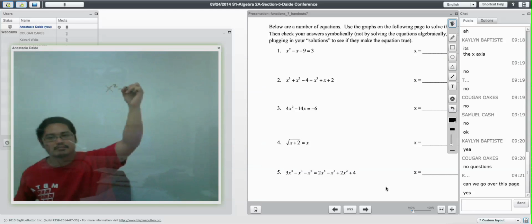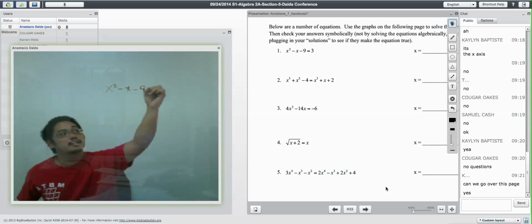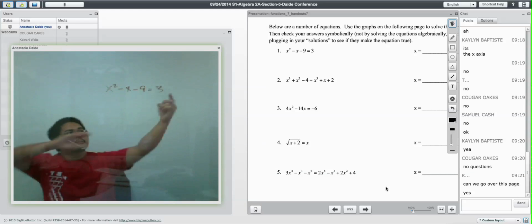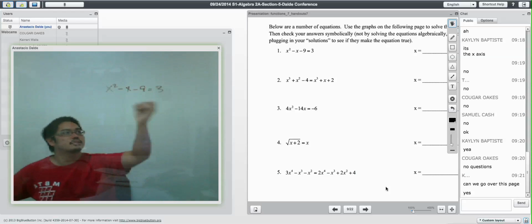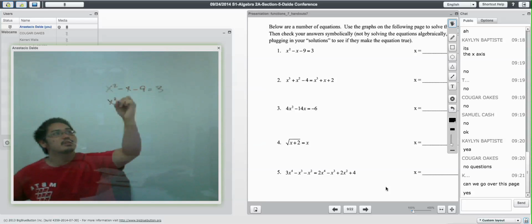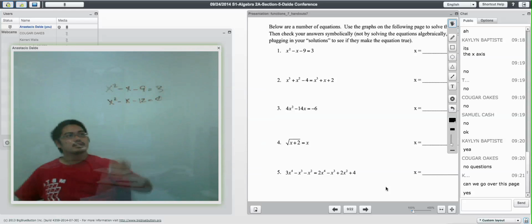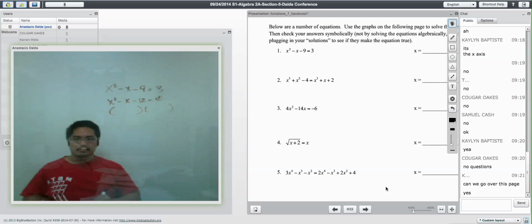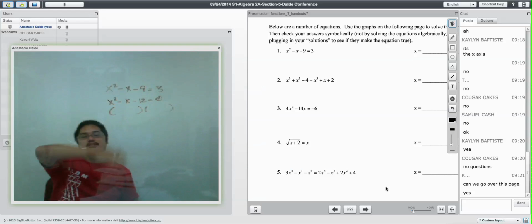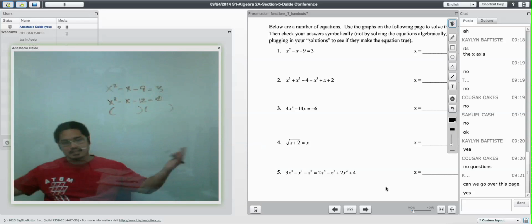I've got x squared minus x minus 9 equals 3. I'm going to pull this guy over to the other side, so that's another minus 3, so that would be x squared minus x minus 12 equals 0. Then I'm going to try to factor it. That would be my first shot. If factoring doesn't work, I would use the quadratic formula, but let's see if factoring works in the first place.